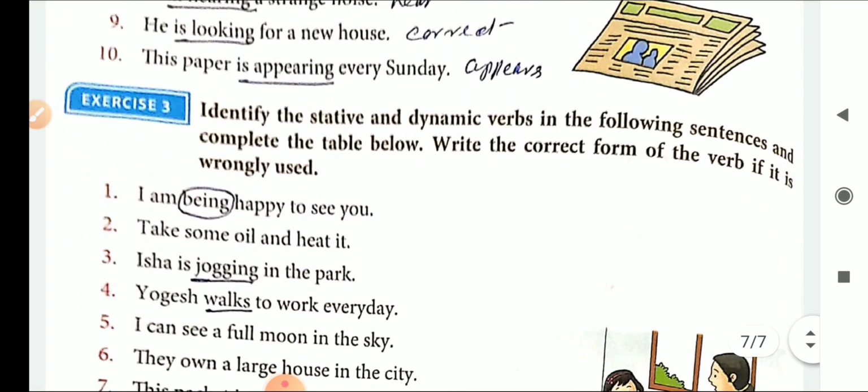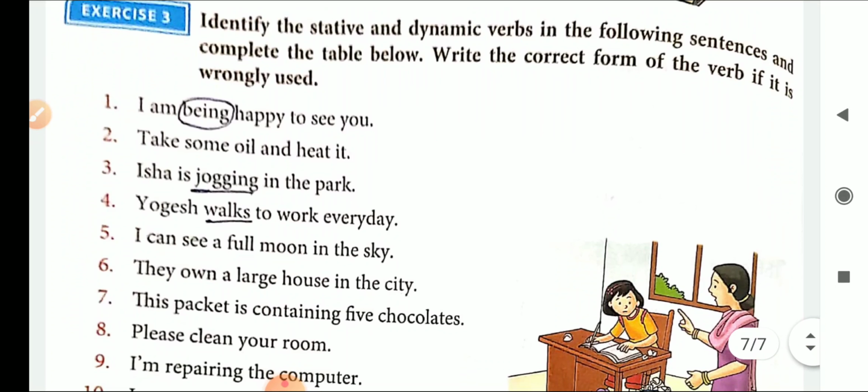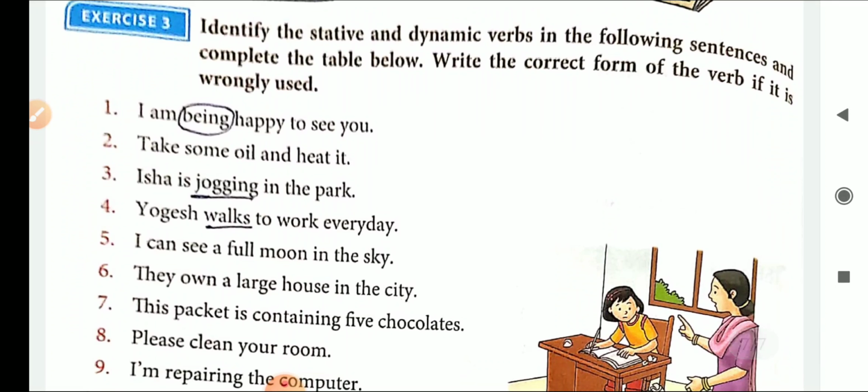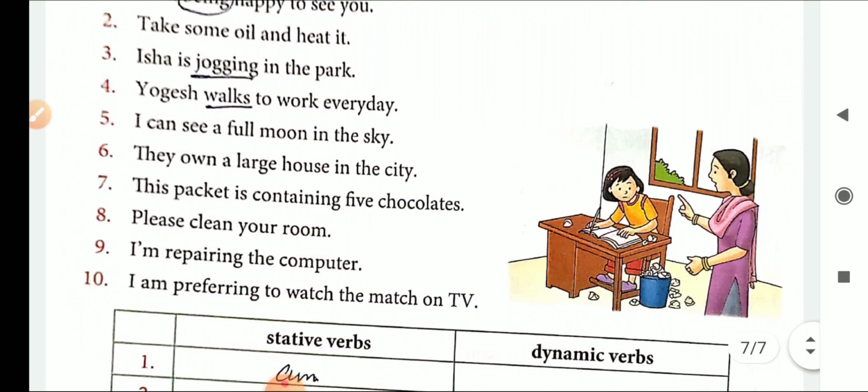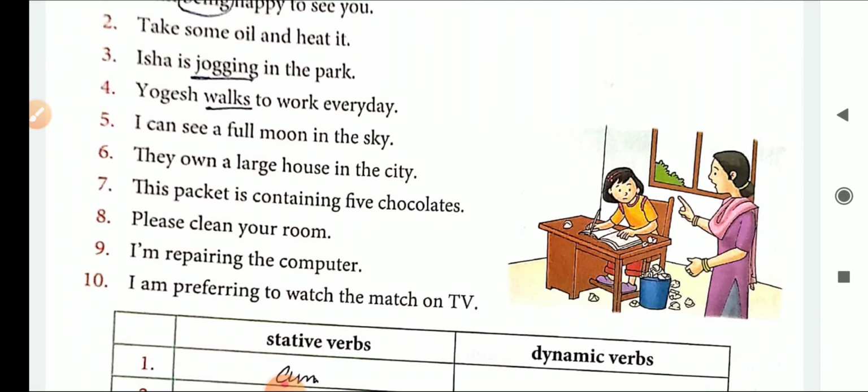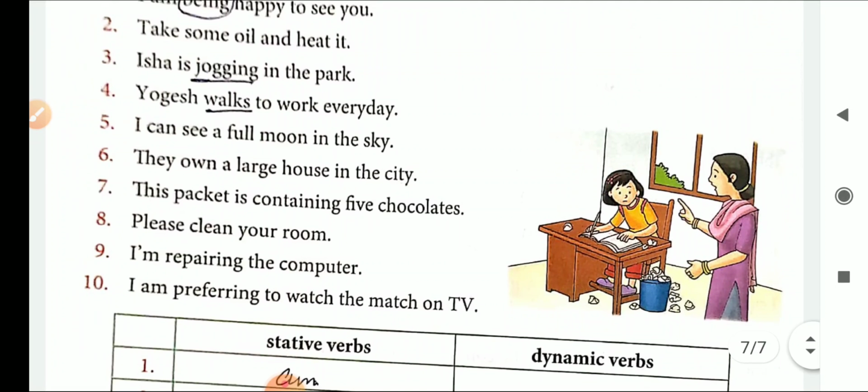Exercise 3. Identify the stative and dynamic verbs in the following sentences and complete the table below. Write the correct form of the verb if it is wrongly used. So the wrongly used one: I am being happy to see you. That is wrong. Being is not necessary. Take some oil and heat it. Correct. He is doing wrong. Simply, Isha jogs in the park. Yogesh walks to work every day.